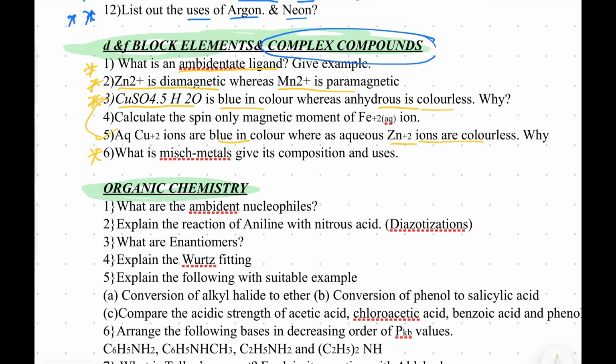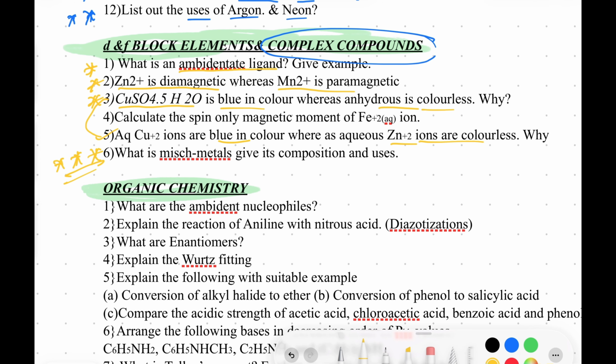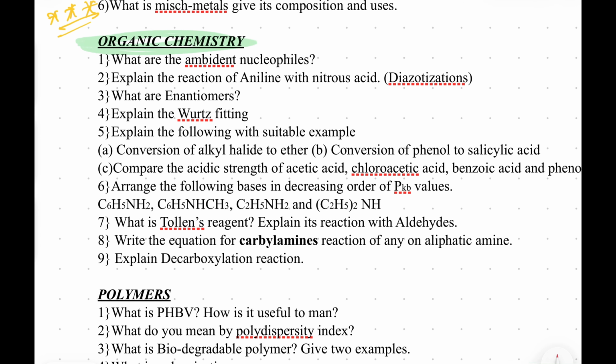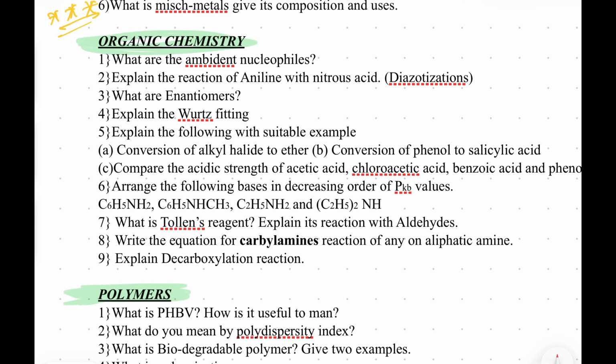That is important. Next one, what is a mixed metal? Give the composition. Very important. So many times asked this in examinations. Okay. Don't forget this. These are the important questions from our d and f block elements. Clear, friend? Next, come to organic chemistry. In organic chemistry, also very important questions are there, and triple star questions also there.